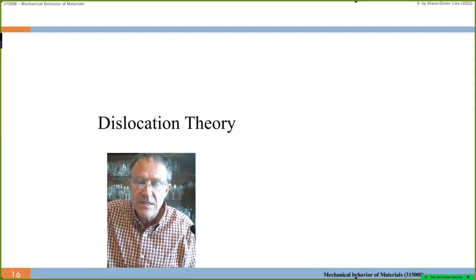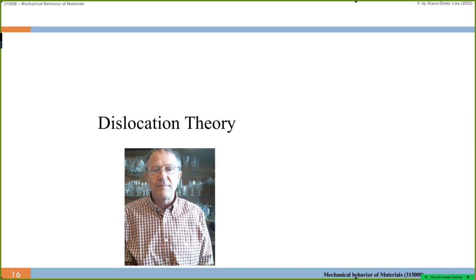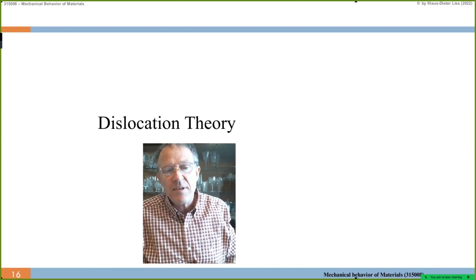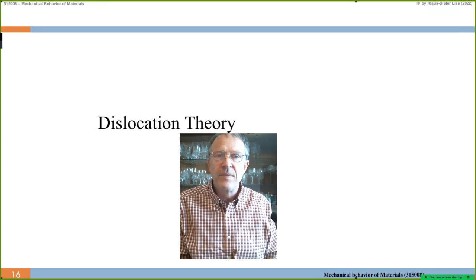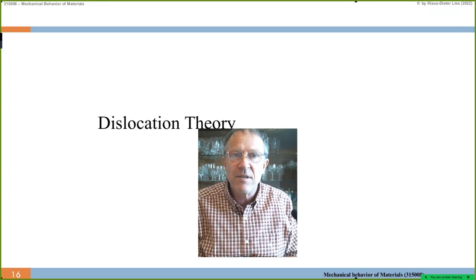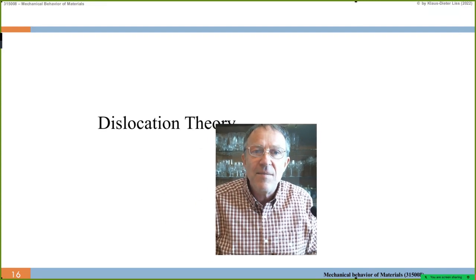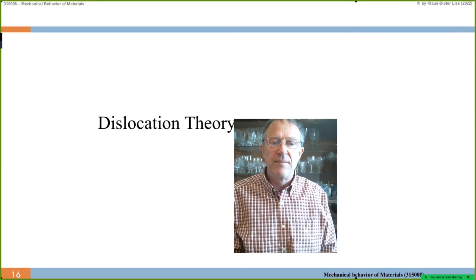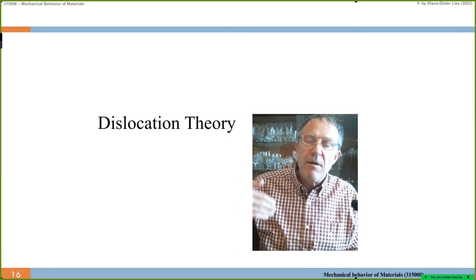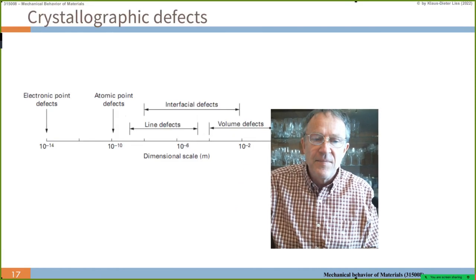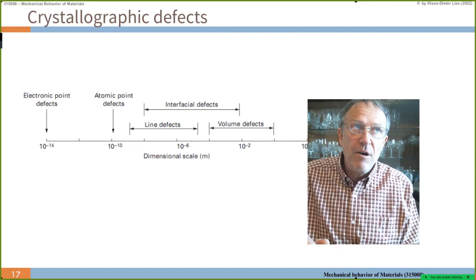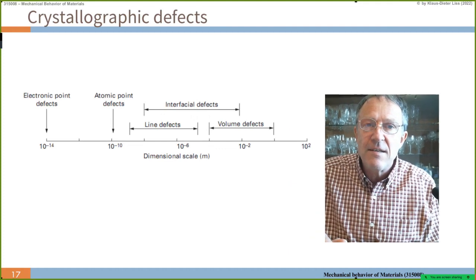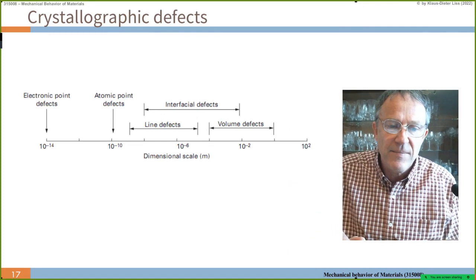So we have to do something else. We come up with a theory which is called dislocation theory. You may have heard about dislocations. Dislocations are defects in crystals. And here I want to introduce them again and talk more about how they interact with the crystal lattice for plastic deformation, to accommodate plastic deformation.